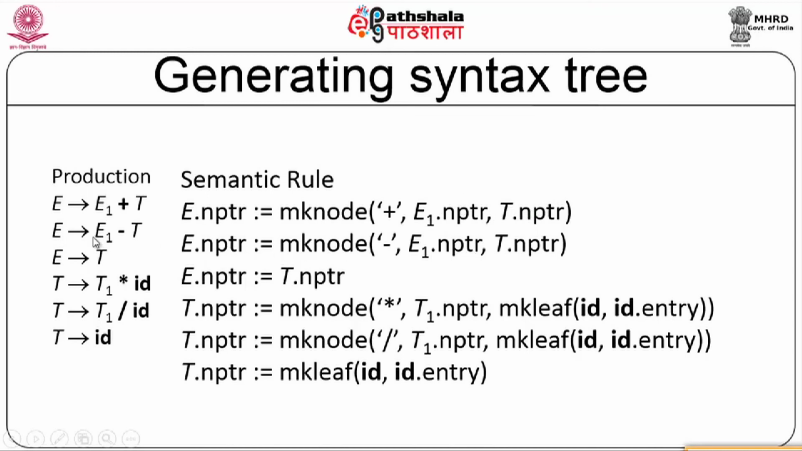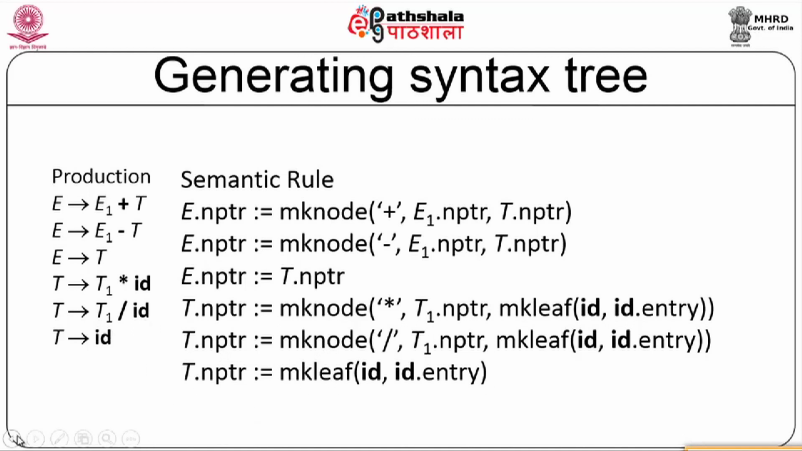For this particular semantic rule, again it is similar to this one. E produces T is simply E.nodepointer is equal to T.nodepointer. I am not doing any make node here, because I simply have to assign it to a different node. Similarly, T1 star ID will be similar to E.nodepointer only, make node, and ID indicates an identifier. So, therefore, it is going to be the last node. So, I am calling it using a make leaf function, make leaf id comma id.entry, and so is the case with the division operator as well.